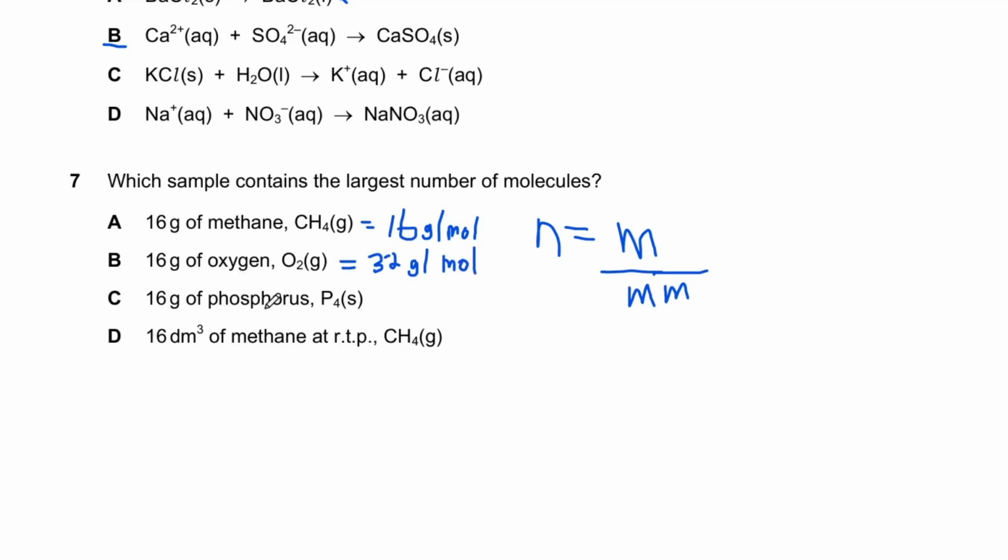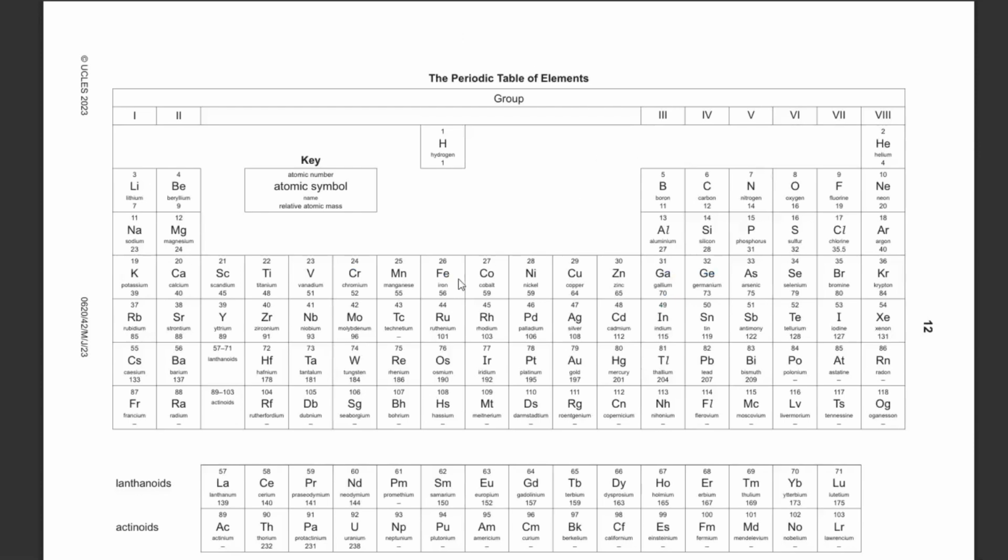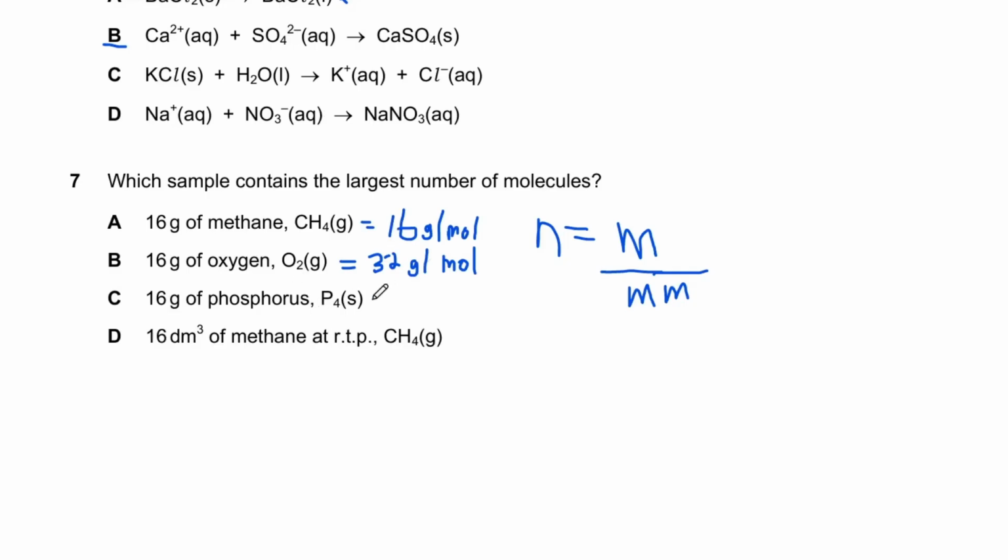Then for phosphorus, the atomic mass of phosphorus is 31. Please don't forget to always use your periodic table. The number down here is the atomic mass. Check our relative atomic mass of phosphorus is 31. So we have 4 of it here. So 31 multiplied by 4 is going to give us 124 gram per mole. Option D is already out because it is volume, not mass. That means the answer is between A, B, and C.